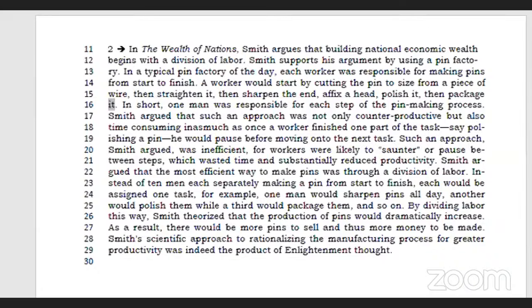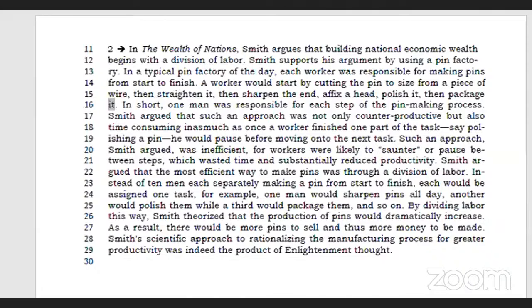Smith argued that such an approach was not only counterproductive, but also time-consuming, in as much as once a worker finished one part of the task, say polishing a pin, he would pause before moving into the next task. Such an approach, Smith argued, was inefficient, for workers were likely to saunter or pause between steps, which wasted time and substantially reduced productivity. Smith argued that the most efficient way to make pins was through a division of labor.